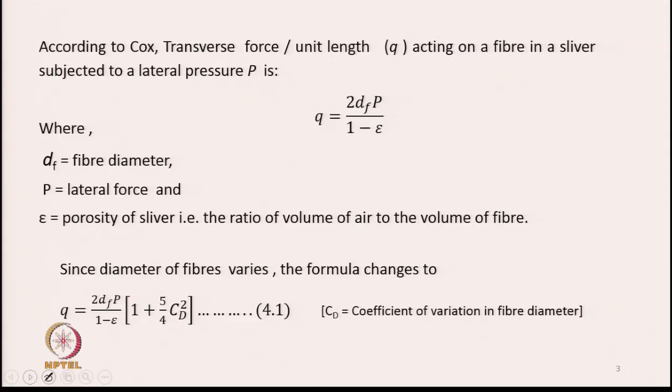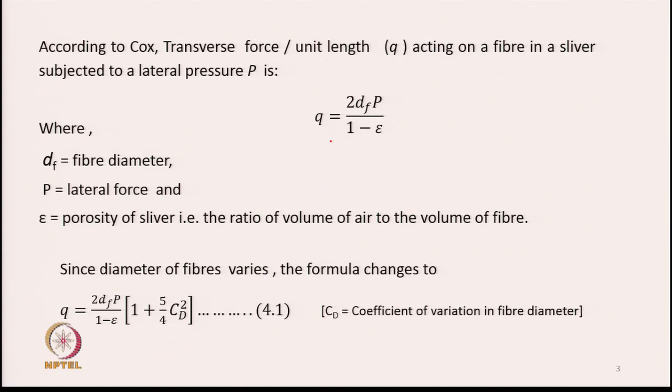So, according to Cox, the transverse force per unit length q acting on a fiber in a sliver subjected to a lateral pressure p is given by the equation as shown here. That is, small q is equal to 2 df p by (1 minus epsilon). So, what is df? df is the diameter of the fiber, p is the lateral force which is acting on the fiber from its neighboring fibers, and epsilon is the porosity of the fibers, that is the ratio of volume of air to the volume of fiber.